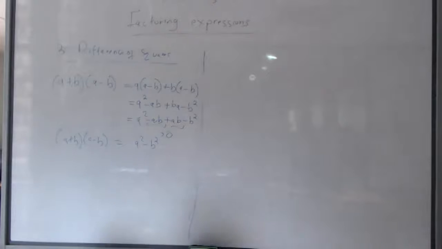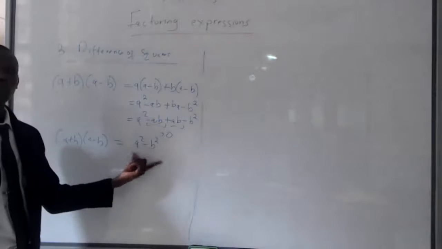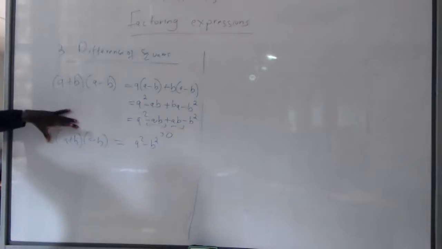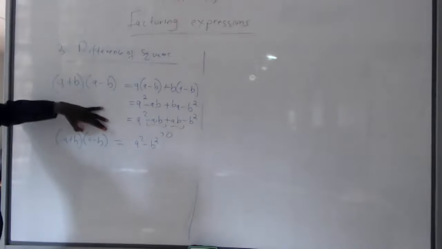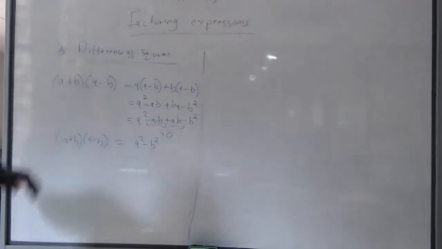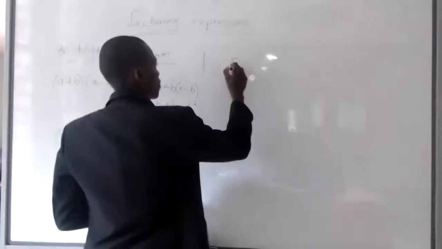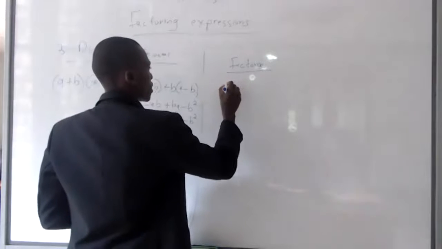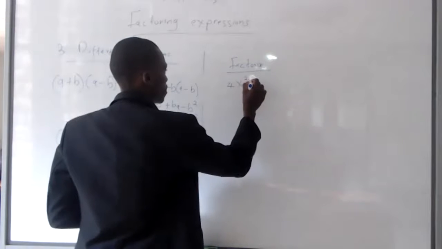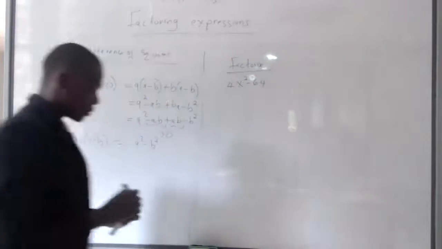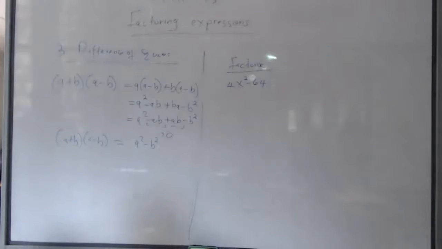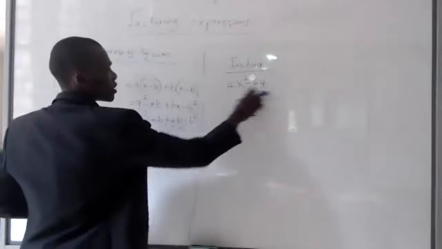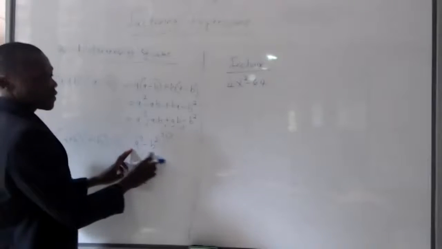So the idea is, when I have an expression that involves a difference of two squares, to factorize it, simply multiply the sum of these numbers together with their difference. Let me give you an example. Factorize, let's say, 4x squared minus 64. We want to use difference of squares. So first of all, write these terms as a difference of squares.